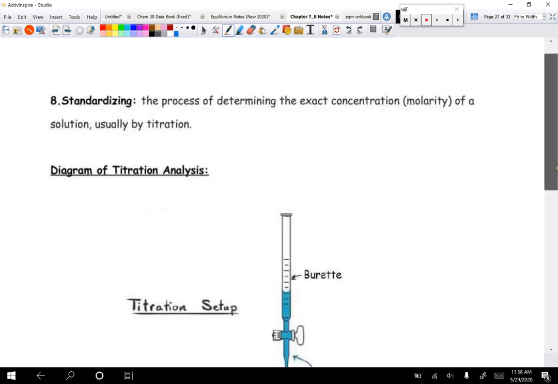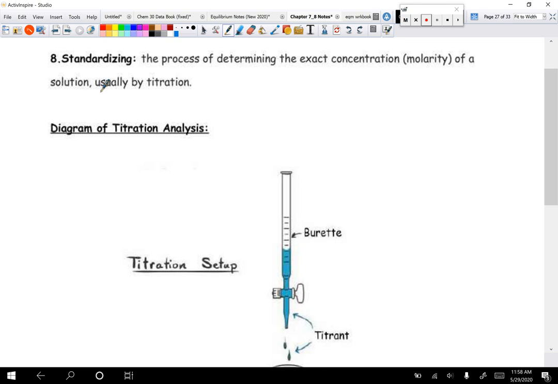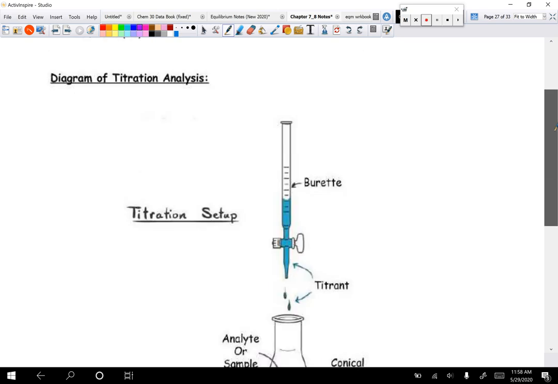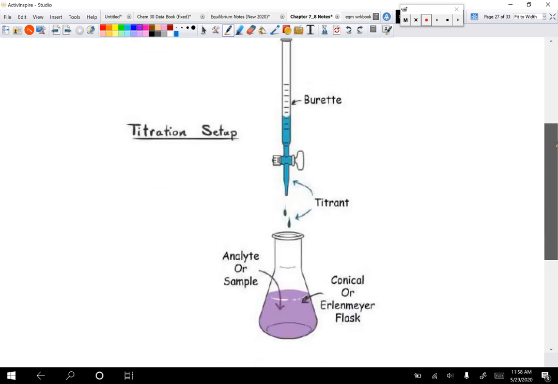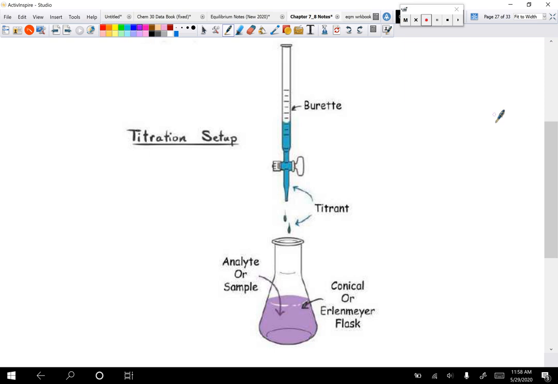And of course standardizing, last little definition, is a process to determine the exact concentration of a solution. So basically, when we perform a titration analysis, we are standardizing a solution to figure out its concentration. So what we have right here is a general titration setup. So we have our burette. Inside of the burette is our titrant, and we add it into our conical or Erlenmeyer flask, and our sample's always in there as well.